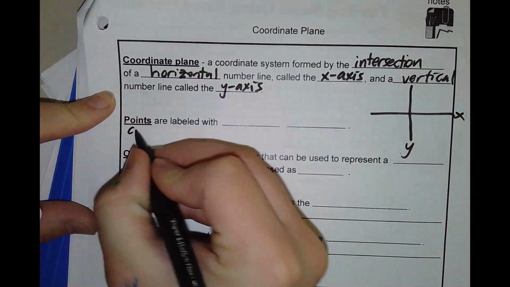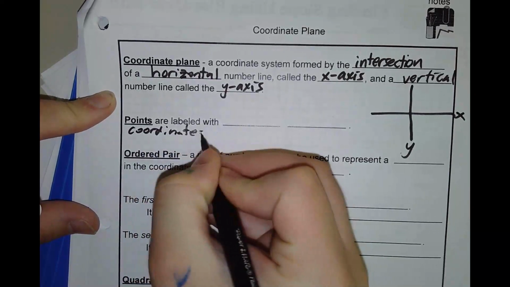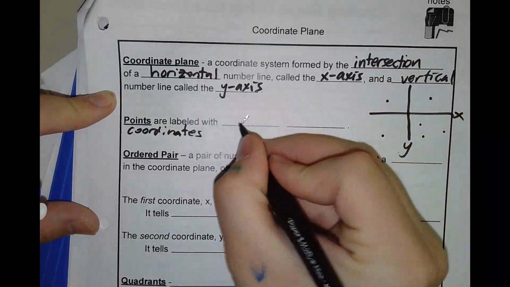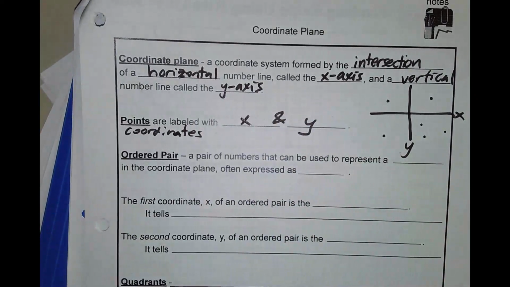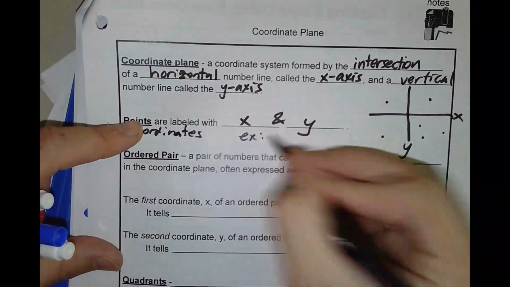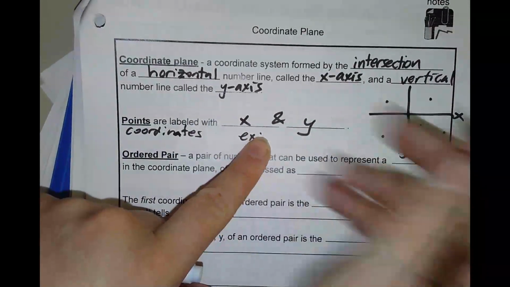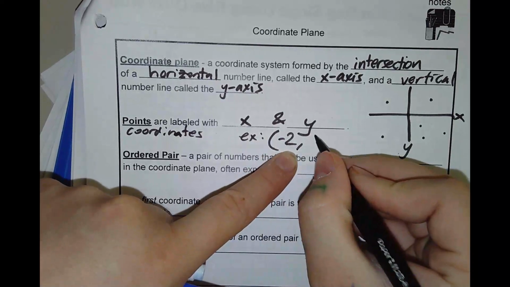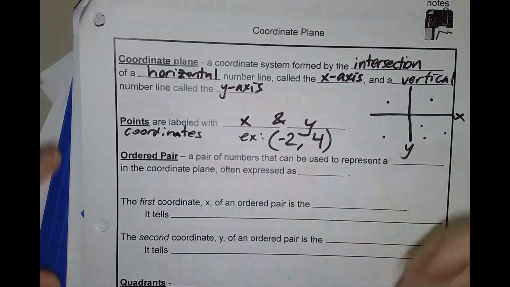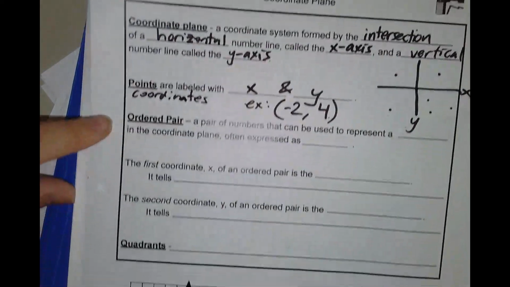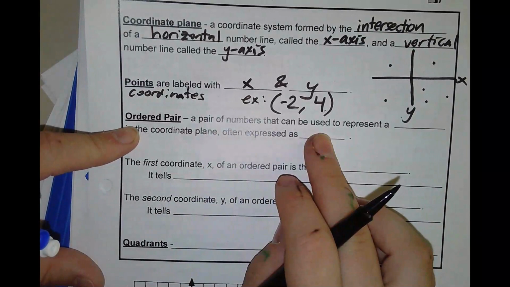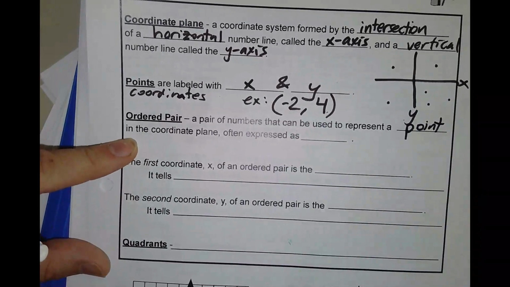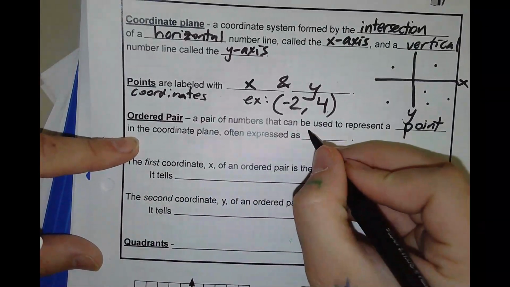Points, also known as coordinates, little dots around our graph, are labeled with x and y. Example. By the way, this might not be fully correct, because would you also just say, oh, the coordinate is negative 2x and for y? No, you'd say negative 2 and 4. Okay. Ordered pair: a pair of numbers that can be used to represent a point or dot on the coordinate plane, often expressed as x comma y.